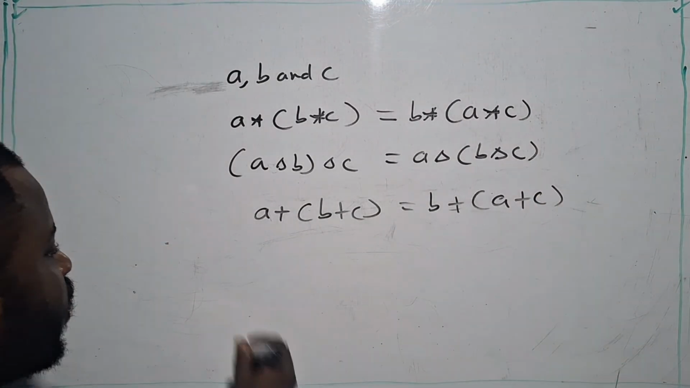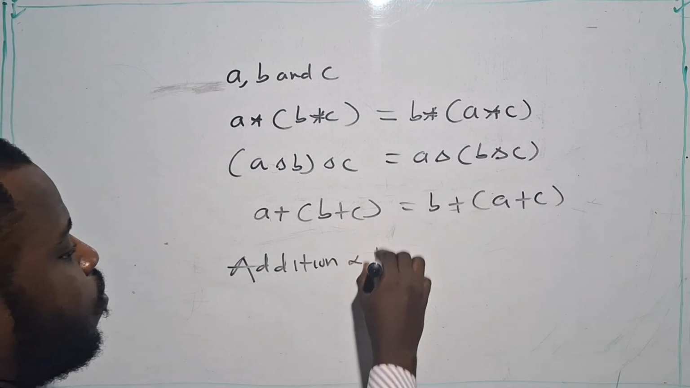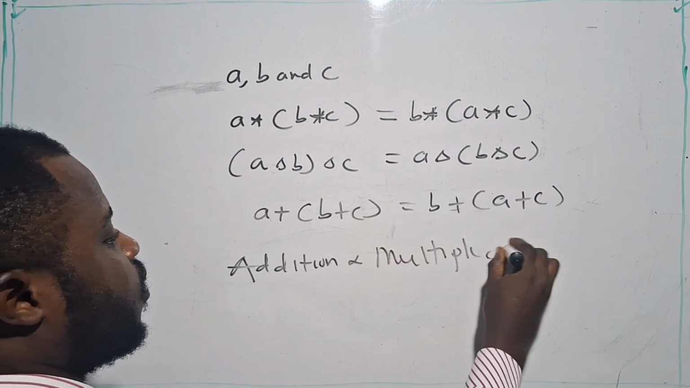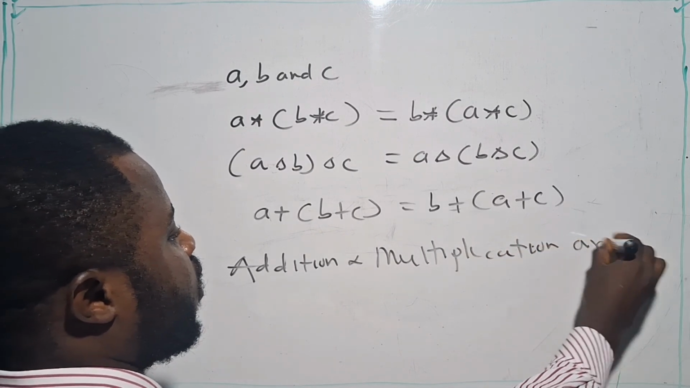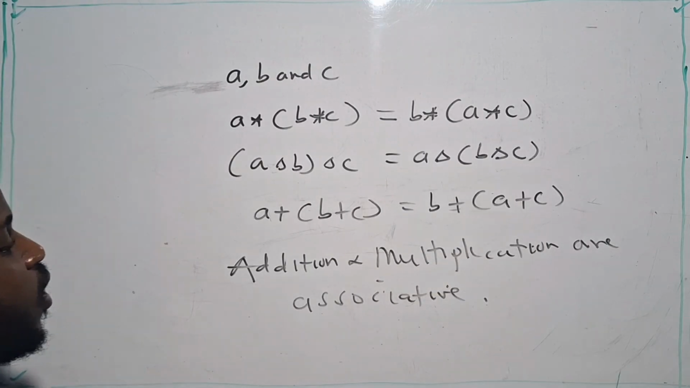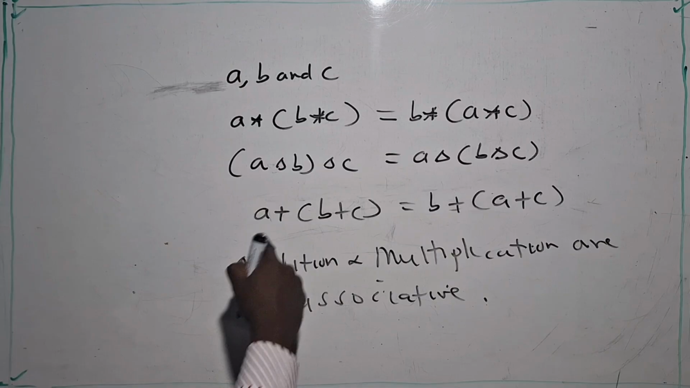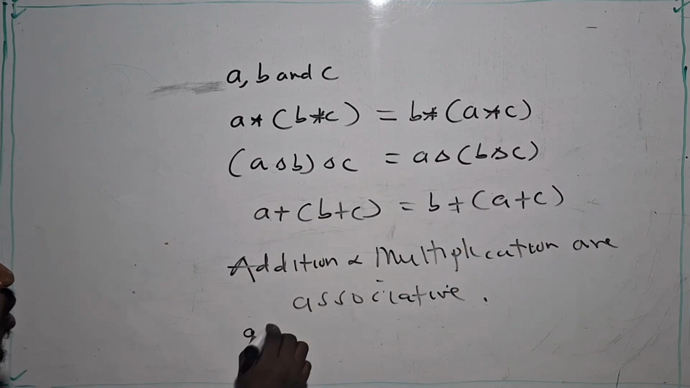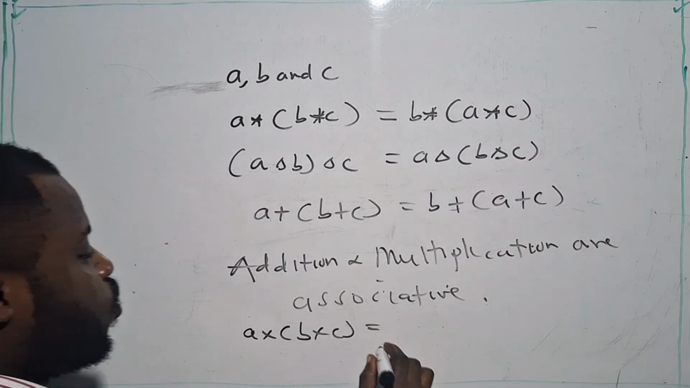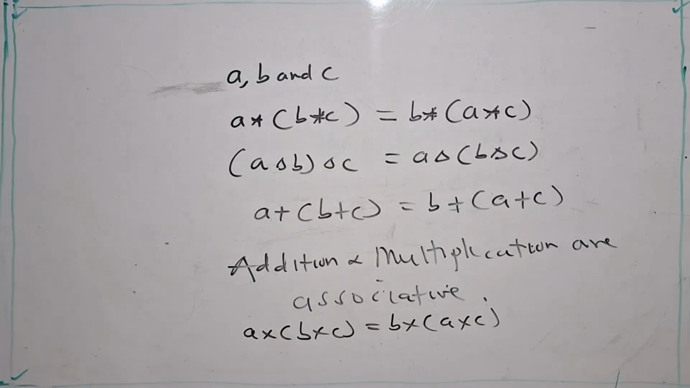What you need to understand is that addition and multiplication are associative. As they are commutative, they are also associative. And I'm going to prove that. So this is addition. If I have A times B times C, it should be equal to B times A times C.